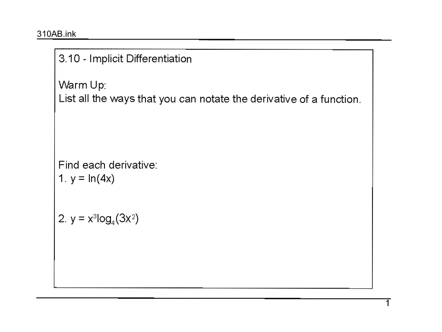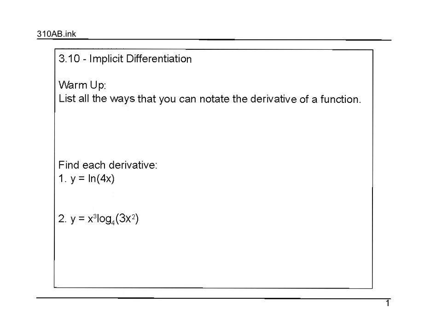Hey everybody, 3.10 implicit differentiation. So implicit differentiation is a way to differentiate an equation that has more than one variable in it, and the variables tend to be mixed together, whereas most equations are y equals, and then all of the x terms are on the right-hand side. So as a warm-up, I just want to list all the ways that we can notate the derivative of a function.